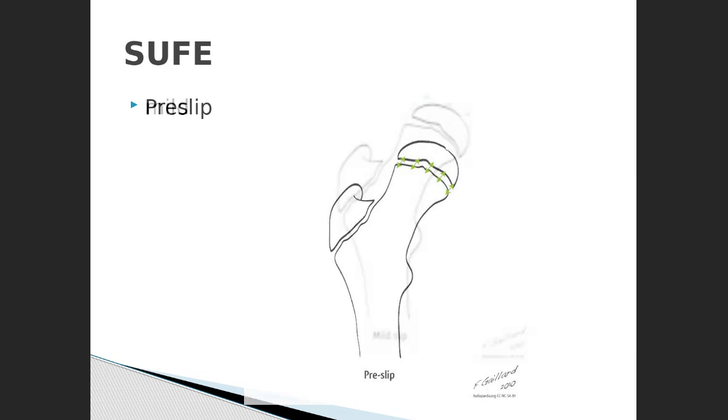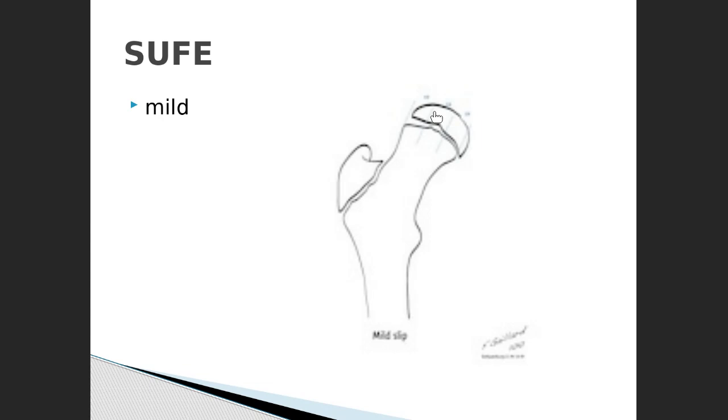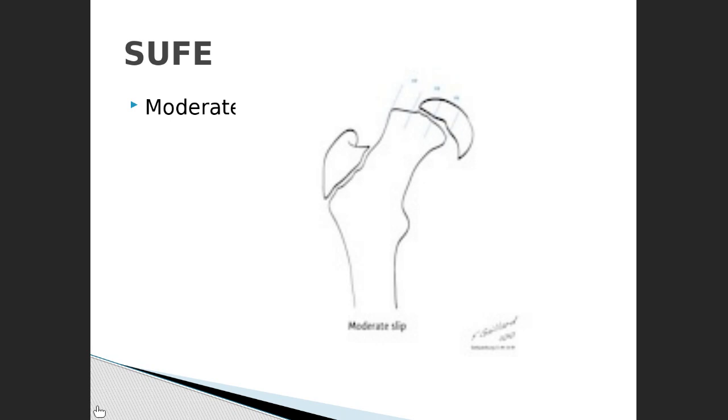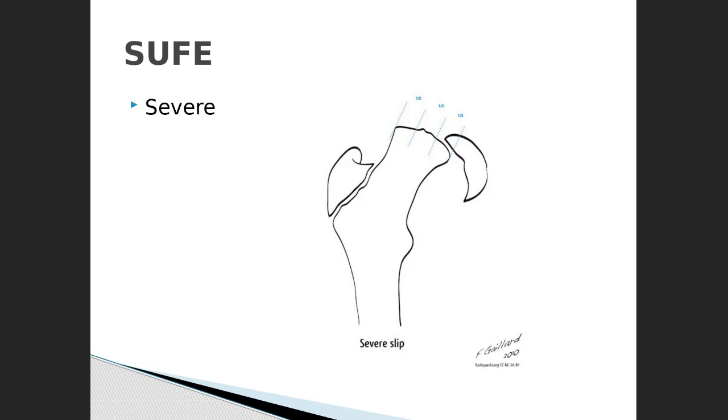Now, a mild slip, as we said, is where the femoral head has moved less than a third of the diameter of the neck of the femur. A moderate slip, as we had pointed out earlier, is one where the femoral head moves more than a third, but less than a half of the diameter of the femoral neck. And a severe slip is one where the femoral head has moved more than a half of the diameter of the femoral neck.